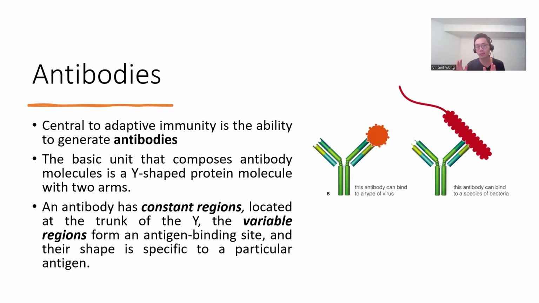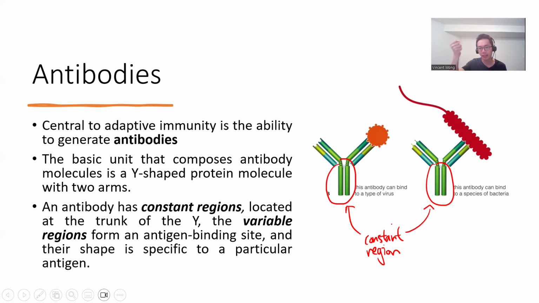Now, every antibody is very similar in the sense that they have a constant region right here, like the trunk of the Y. That's the constant region right there. It's the same for every antibody, kind of like the handle of the screwdriver. Every handle is made up of the same stuff. It's not unique. The variable region is the arm right here. That's the variable region. And that is going to be the part of the antibody that will recognize the antigens.